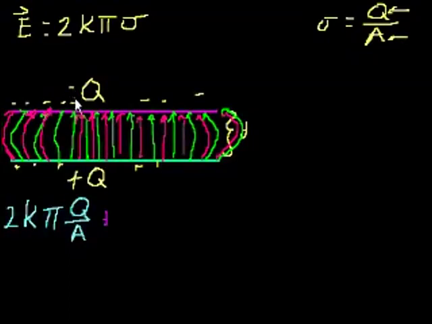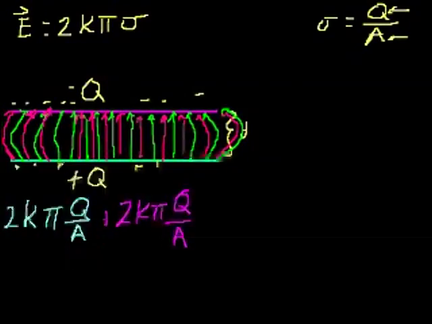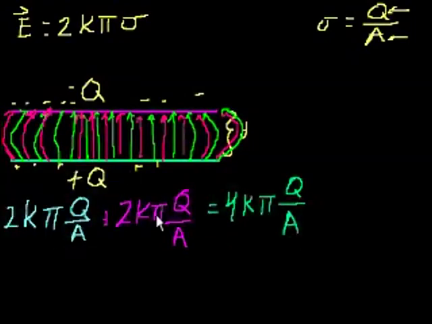If this was somehow, well, this is negative, so right, the field lines go towards it. So plus 2kπ, and this is q over a. Right, we could have said minus and then had a minus q over a, but we know that they go in the same direction, so we know that they're going to be additive. And so we know that the total electric field is going to be 4kπ q over a. So now we know the exact strength of the electric field.